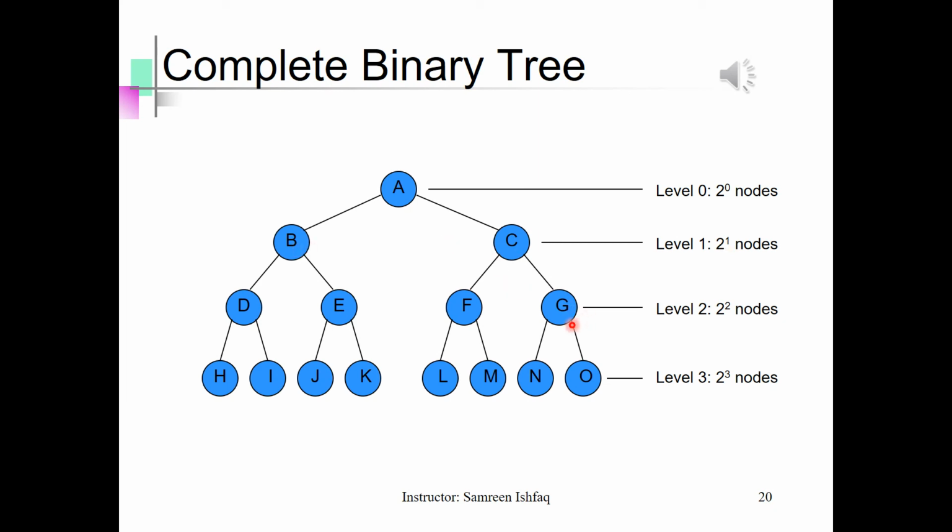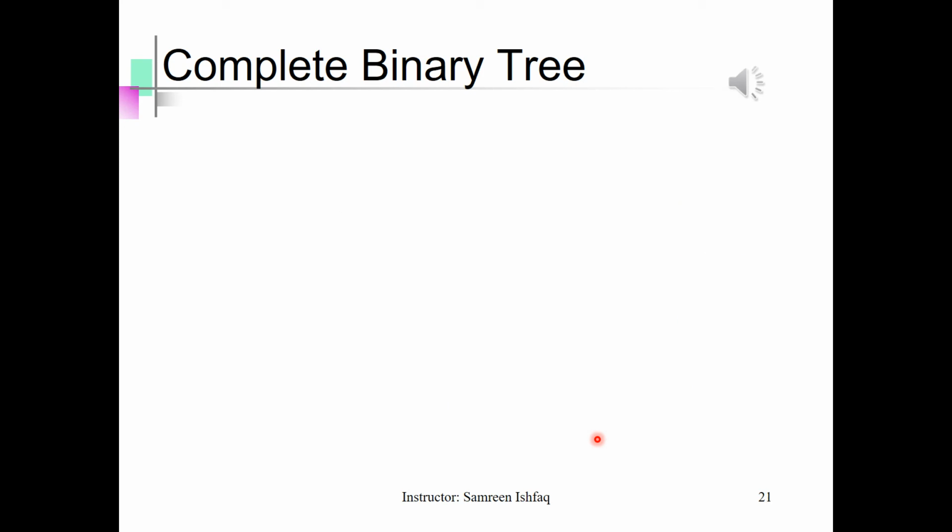Let's find out the total number of nodes at level 3. 2 power 3 is equal to 8. So how many nodes are at level 3? 1, 2, 3, 4, 5, 6, 7, 8. There are 8 nodes at level 3. So that's how we can compute the total number of nodes at each level in a complete binary tree. At level k, there are 2 power k nodes.